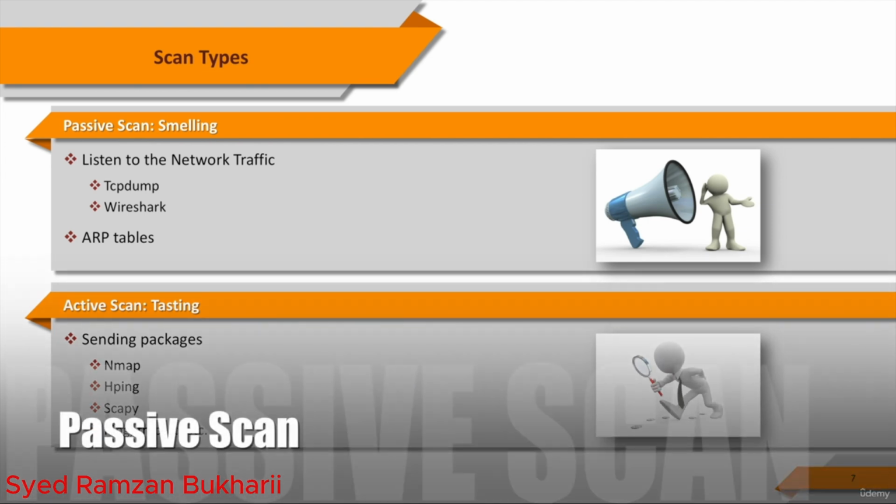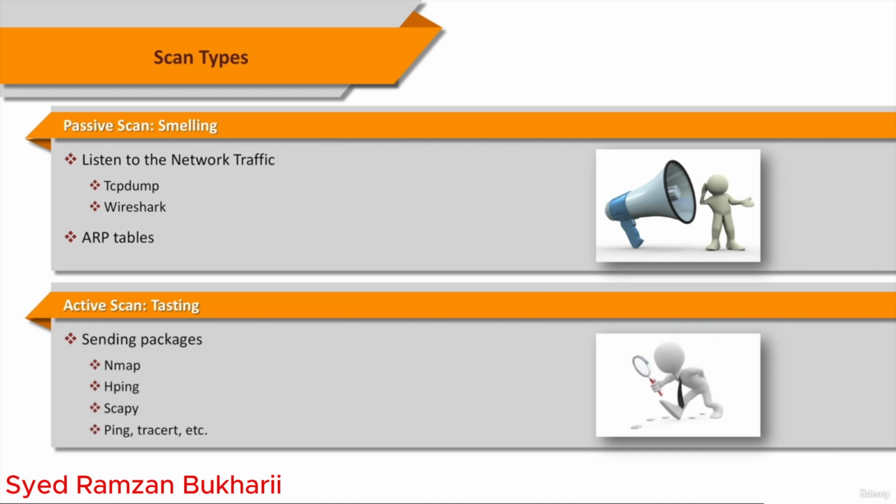First type is passive scan. In this type of scanning, you don't want to be recognized by the target. In this regard, you don't directly contact target systems. Just by watching a network's traffic flow, passive scanners can deduce a large amount of information about the communicating systems.